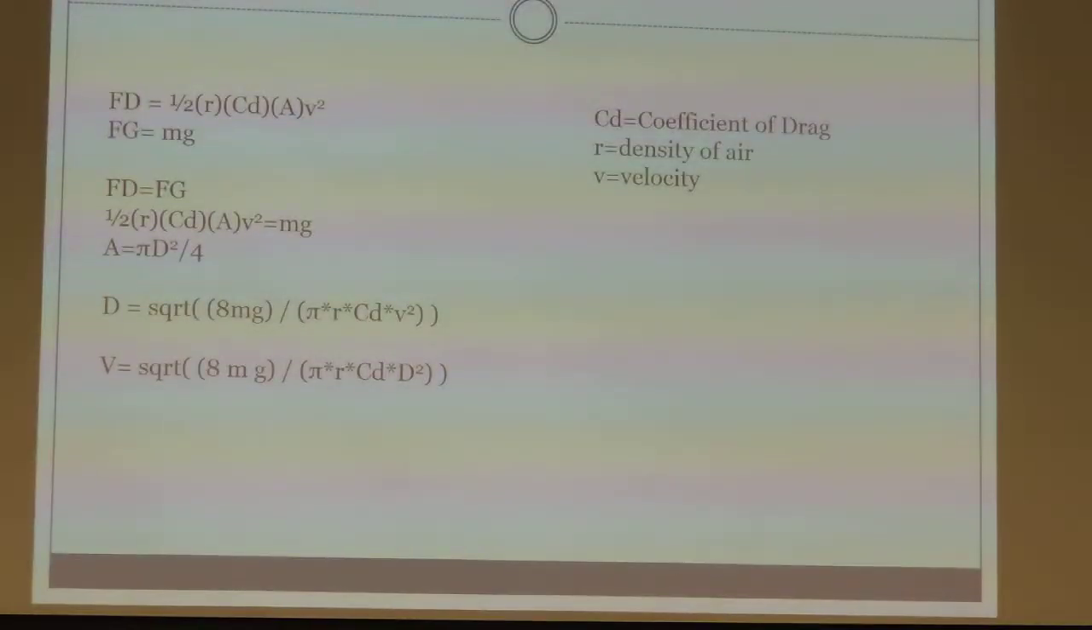Selecting parachute size. Essentially, we have the drag formula, and the weight. We set them equal to each other and solve for the diameter of the parachute. That allows us to select an appropriate size for the parachute given those parameters. You can also solve for velocity if you have the diameter. So that gives us some good numbers to work with for selecting parachute size.